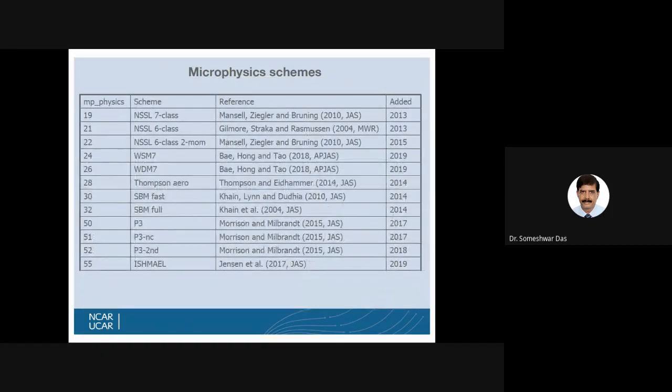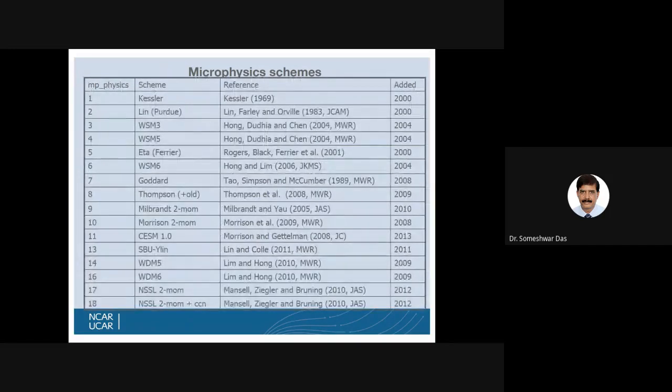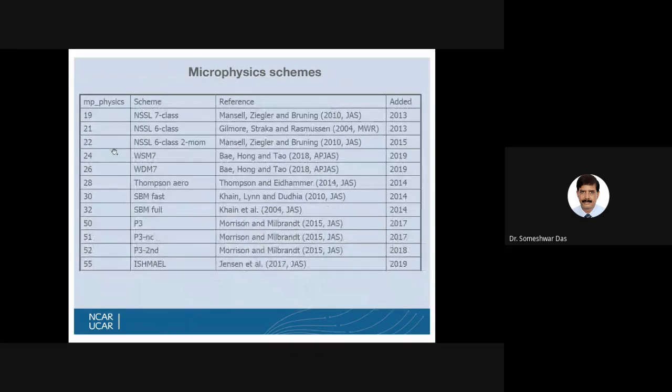All right, then some more options, not only in the previous table, of course, more options are available here. Option number 19, 21, and so on, and these are the schemes for that. NSSL 7 class, NSSL 6 class, etc. WSM7, WDM7, and so on.